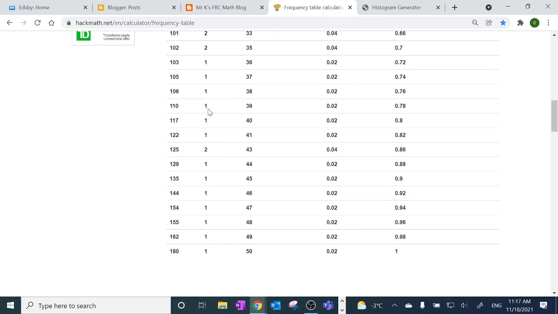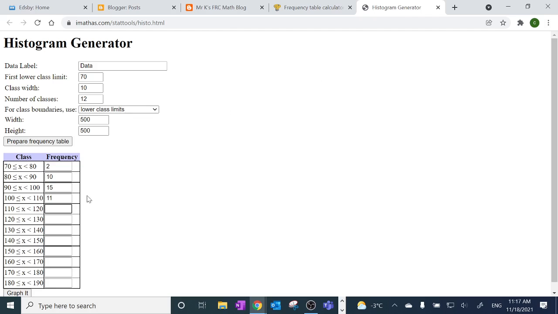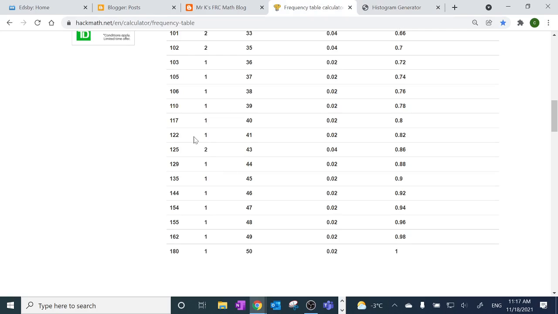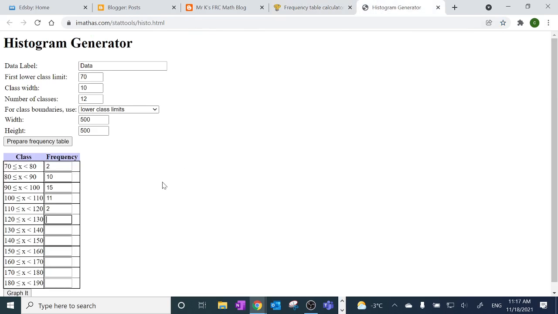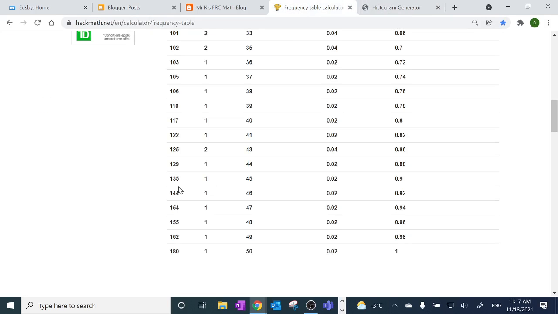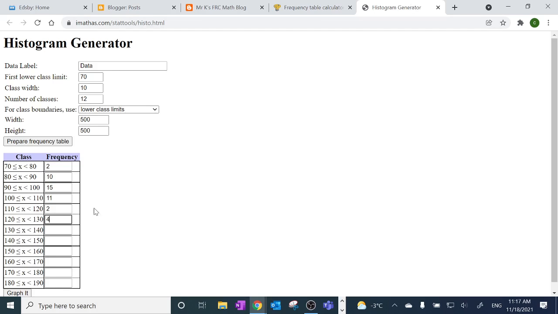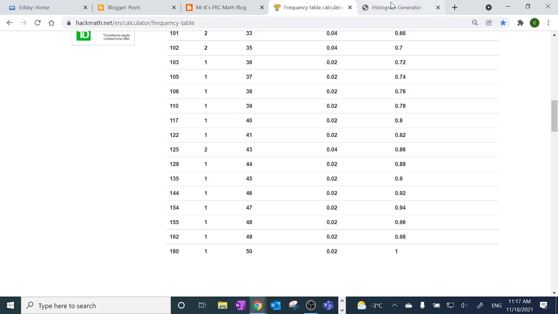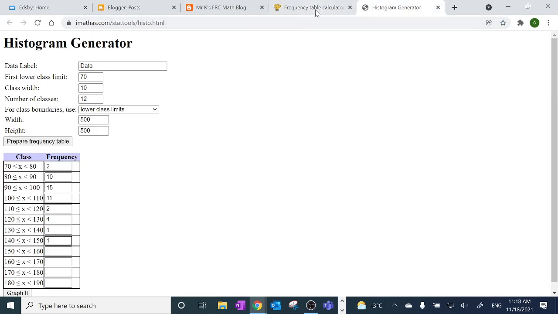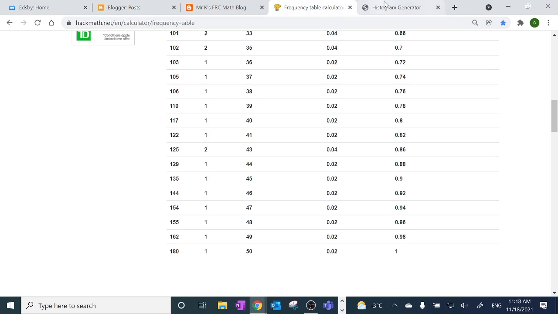How many in the 110s? 1. I guess 110 would count. So 1, 2 are in the 110s. How many in the 120s? 1, 2, 3, 4. How many in the 130s? 1. And this is that part of the histogram that we already saw, where there are those little bumps on the right-hand side. How many in the 140s? 1. How many in the 150s? 2.